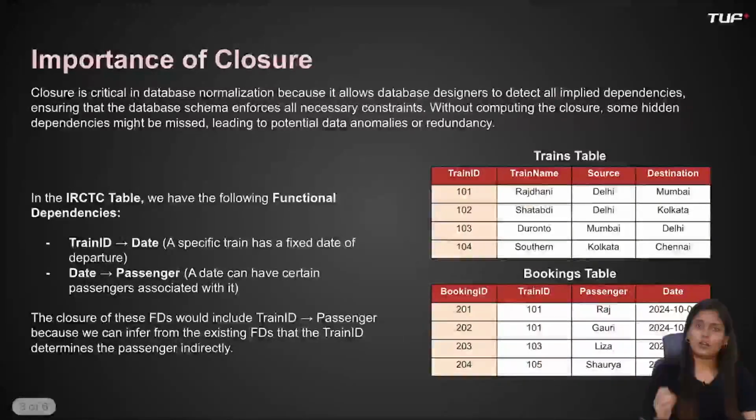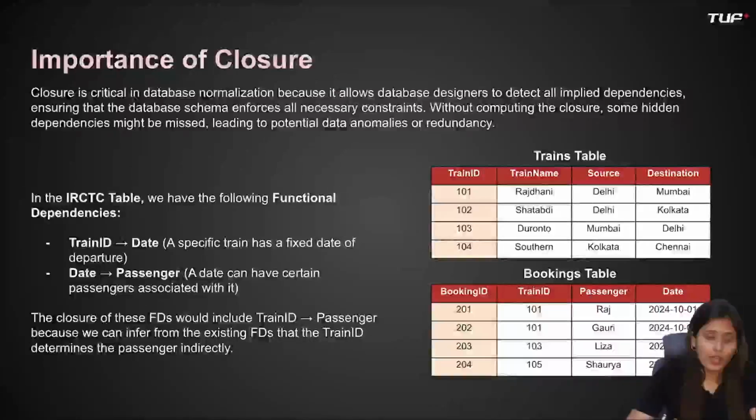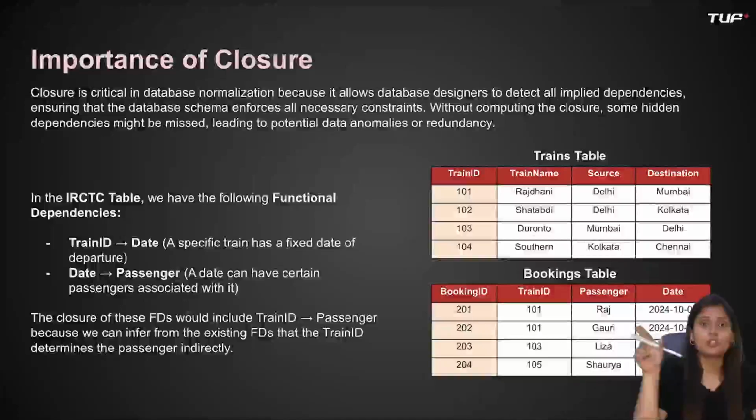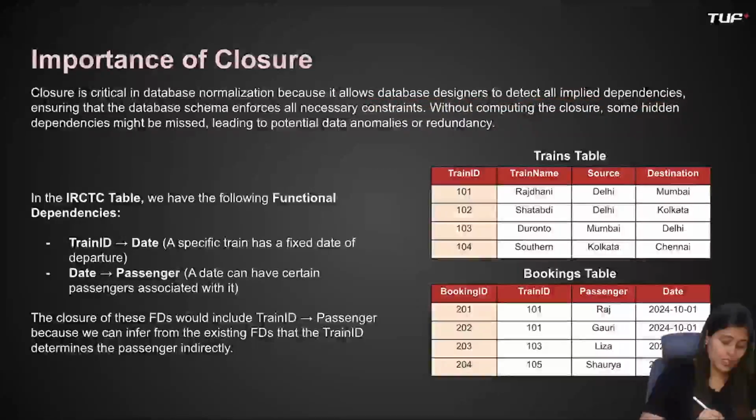Now, why is closure so important? When we have complex functional dependencies, to simplify them we sometimes break them down and sometimes combine them. Why are we doing this? So that in the normalization method, it will be easy for us to find the relation between the different tables. Closure is critical in databases because it allows the database designer to detect implied dependencies and ensure the database schema enforces all necessary constraints. Without computing the closure, some hidden dependencies might be missed, leading to potential data anomalies or redundancy.